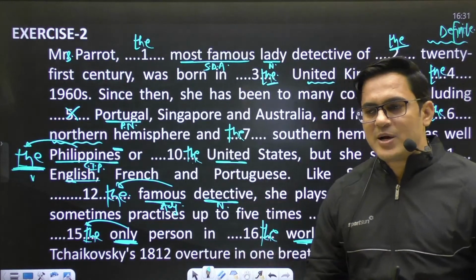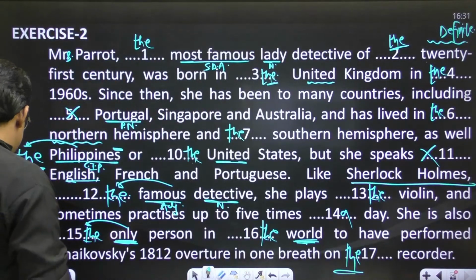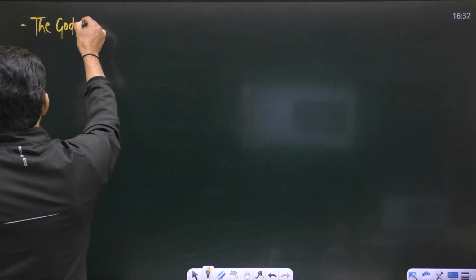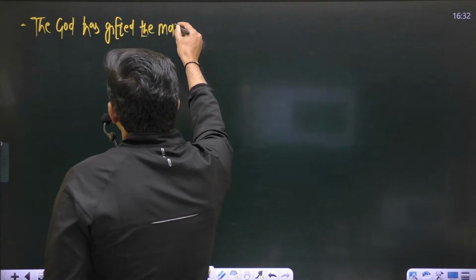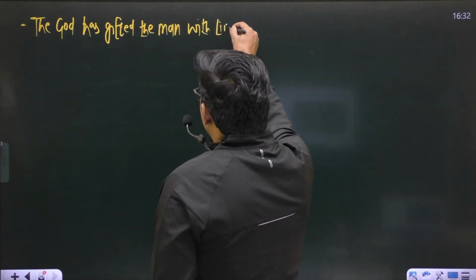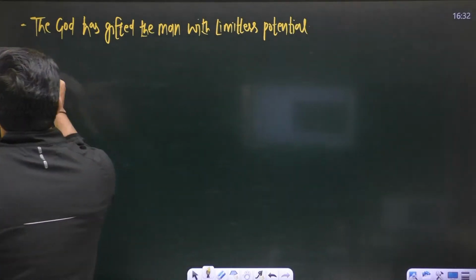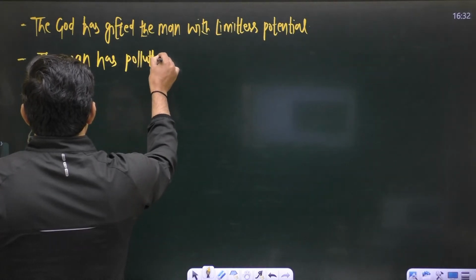Okay, so this is the mini passage by which you are going to apply different articles: article a, article an, and article the. So let us discuss some more questions right now. Some of the important concepts, you can say. The sentence is: the God has gifted the man with limitless potential. Right? The man has polluted the environment.